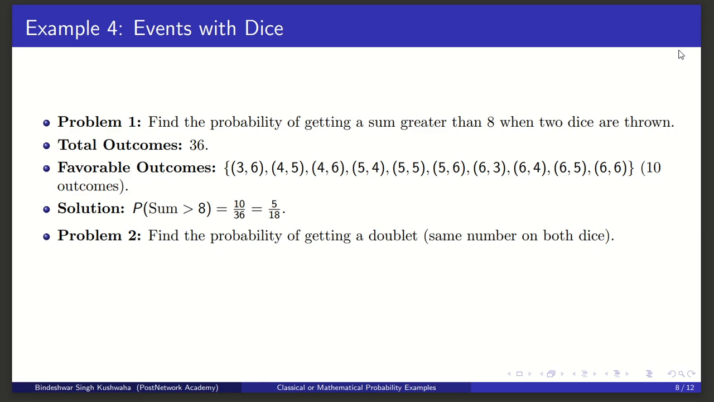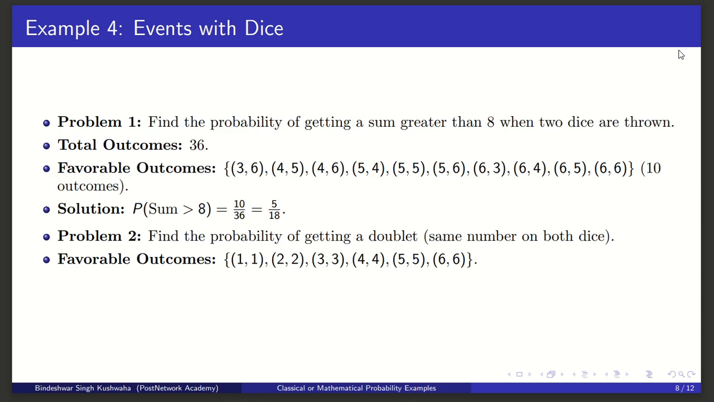Find the probability of getting a doublet. Doublet means the same number on both dice: 1,1; 2,2; 3,3; 4,4; 5,5; this way. So there are 6 favorable cases. So 6 upon 36, and that is 1 upon 6.